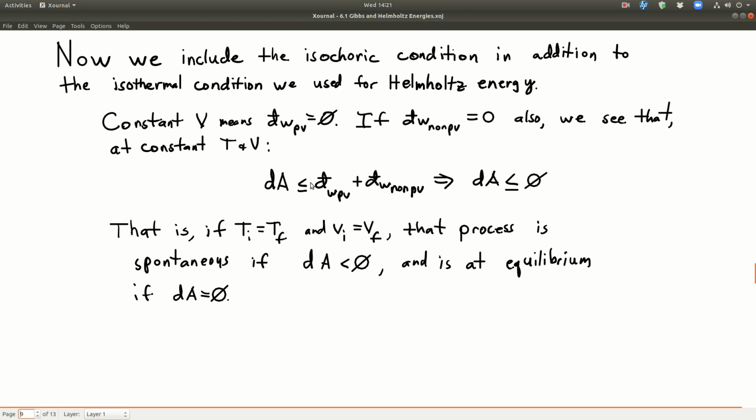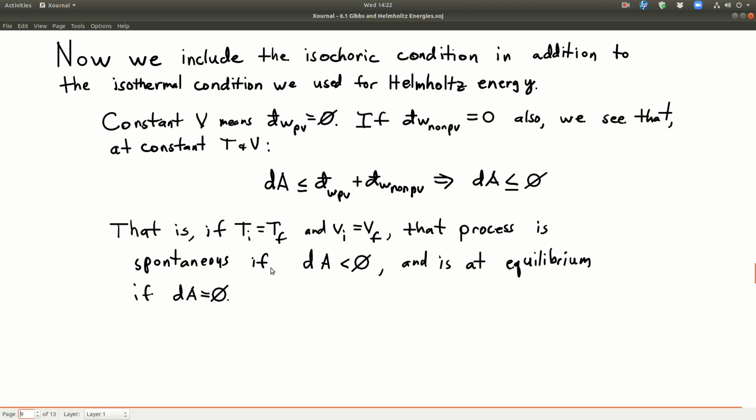We came up with this expression earlier: dA, the differential of the Helmholtz energy, is less than or equal to the work. If both of these are 0, that means that it's less than or equal to 0. Delta A will be less than or equal to 0. And what that tells us, guys, is that if the initial and final temperatures are the same for a process, and the initial and final volumes are the same for a process, that process will be spontaneous.